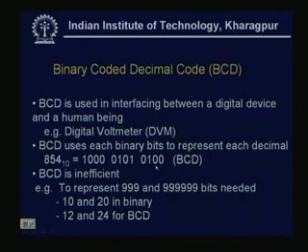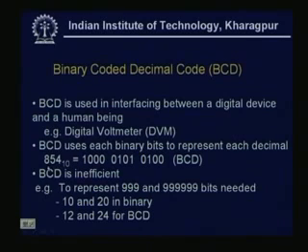Now, another is the binary coded decimal code. It is called BCD. The BCD is used for applications where it is interfacing between a digital device and a human being, say the digital voltmeter, and the BCD uses binary bits to represent each decimal digit.